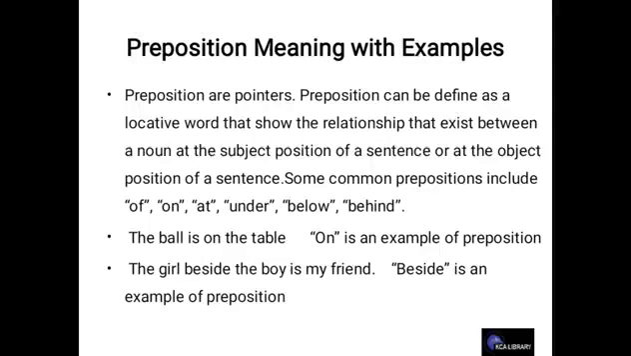We have the preposition. Prepositions are pointers, and can be defined as locative words that show the relationship that exists between a noun and the subject position or the object position of a sentence. Some common prepositions include of, on, at, under, below, behind. For instance, we have: The ball is on the table. On, in this sentence, is an example of a preposition.